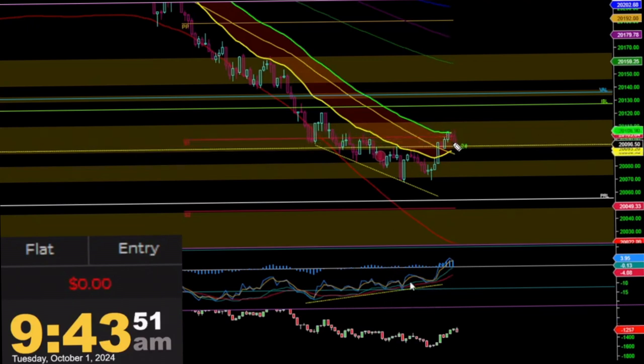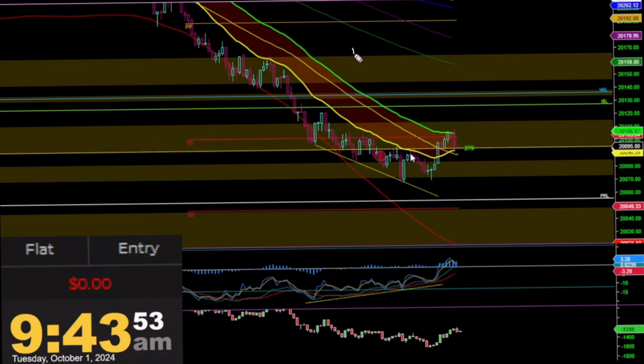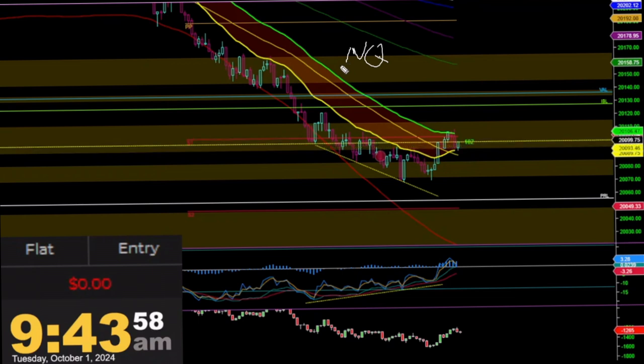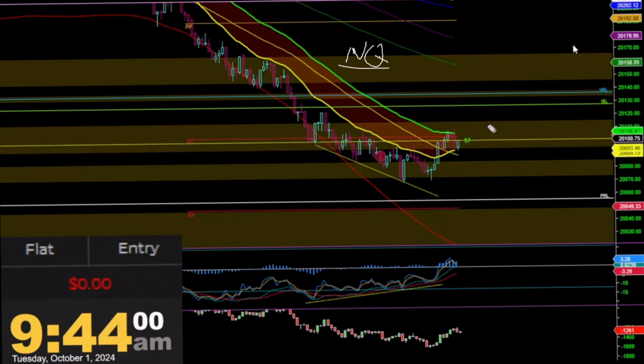I'm about to take my first trade of the day. I'm trading the NQ, S&P 500 NQ. Oh, sorry, I can't draw to that. This is the NQ light chart.